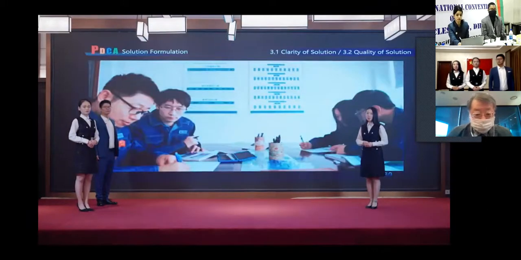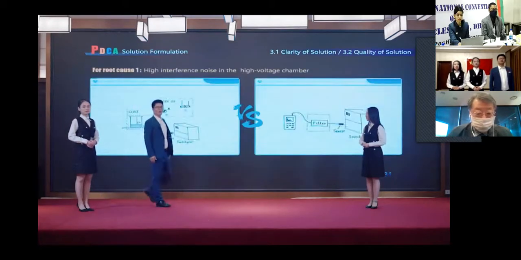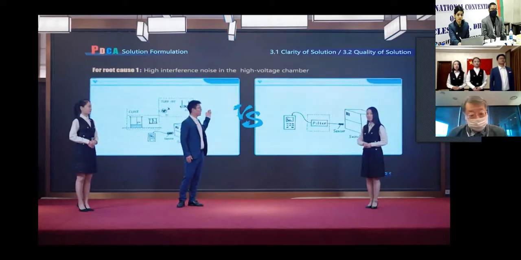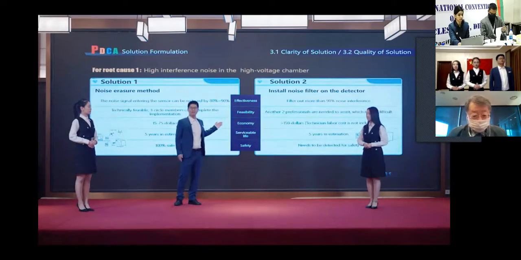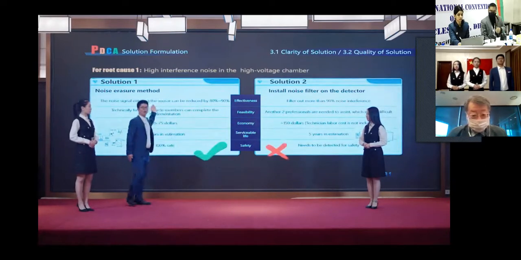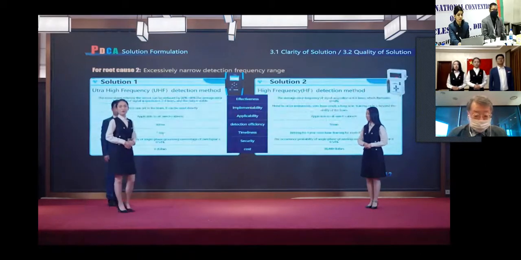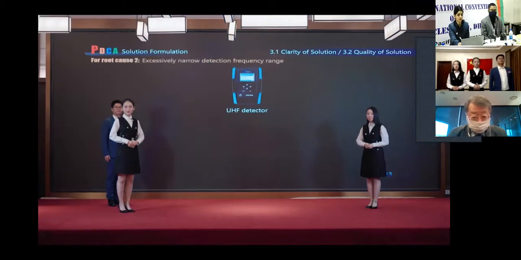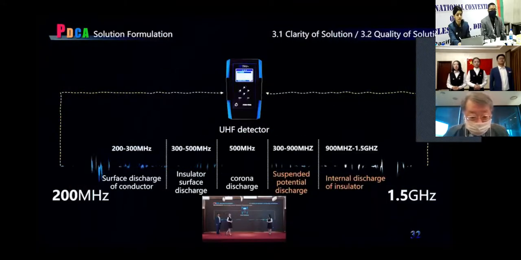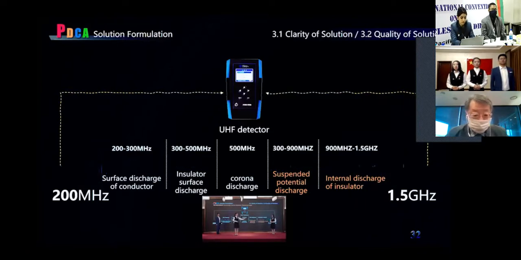We brainstormed and constructed tree diagrams to summarize alternative countermeasures. For root cause 1, we use simulation test to quantitatively analyze the effectiveness, feasibility, economy, service life, and safety, and choose the countermeasure of noise erasure method. For the second root cause, we use the UHF detection method to broaden our detectable frequency range, which can cover all the partial discharge frequency range, from 200 MHz to 1.5 GHz.